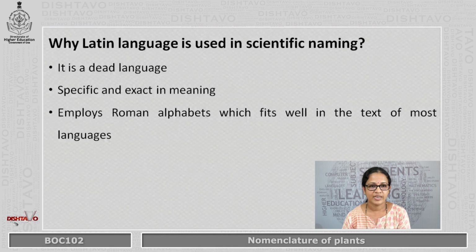Why do we use the Latin language in scientific naming or botanical nomenclature? Latin is considered a dead language. It is specific and exact in meaning, and it employs Roman alphabets which fit well in the text of most languages.